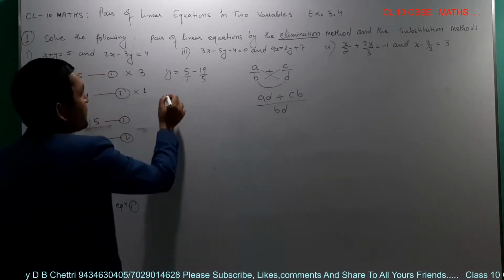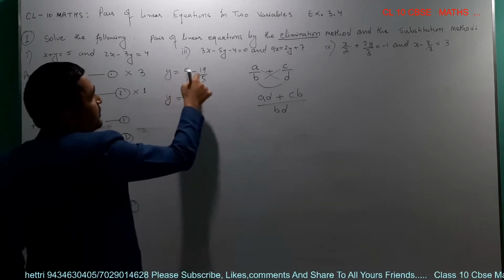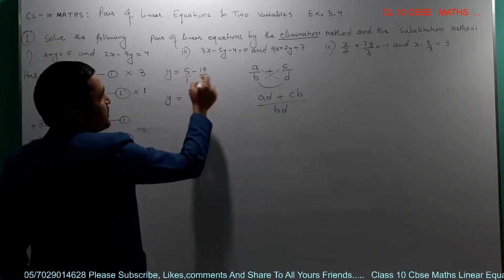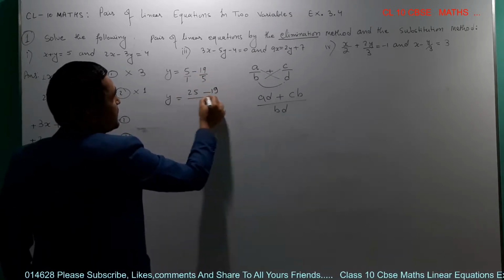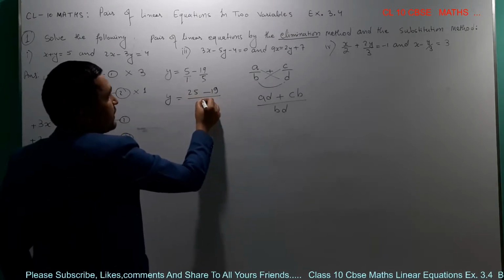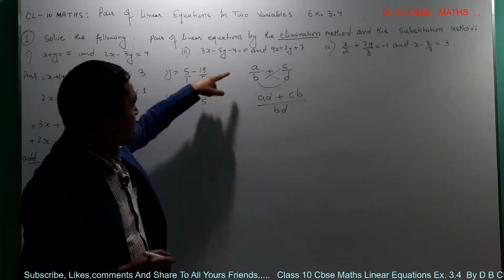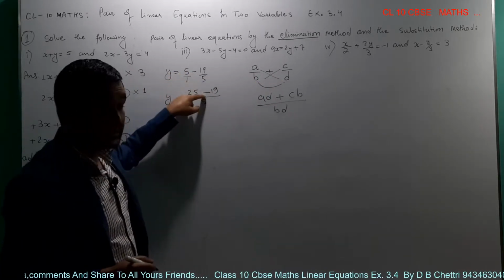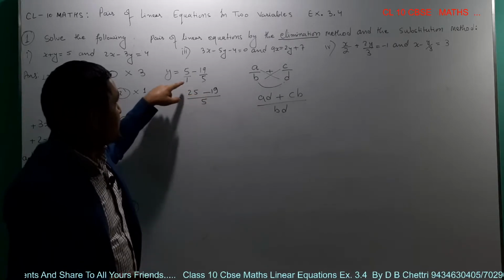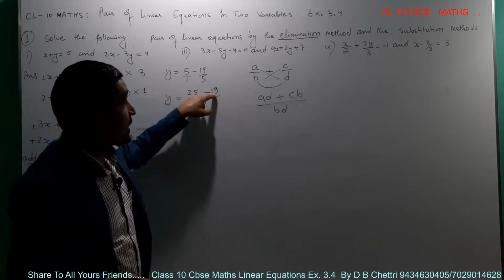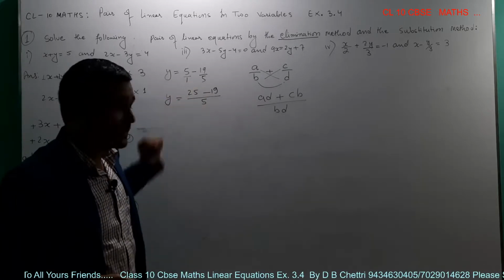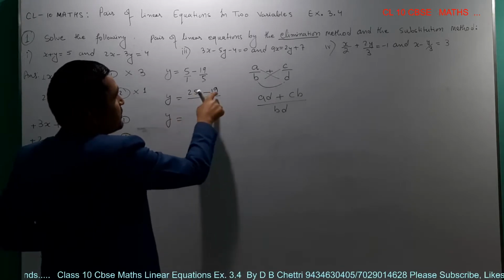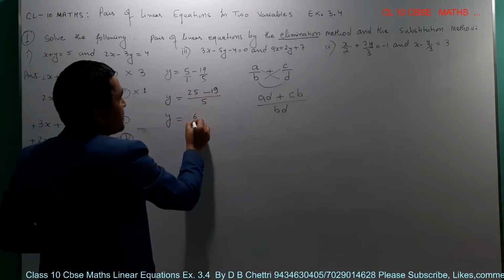Now y equals 5 multiply 5, 25, minus 19 multiply 1, 19, divided by 1 multiply 5, which is 5. I think you got the idea. Do the cross multiplication: 5 multiply 5, 25, then the minus sign, whatever sign is there, please copy the same. Then 19 multiply 1, 19, and 1 times 5 is 5. Then y equals how much? 25 minus 19 is 6 by 5.